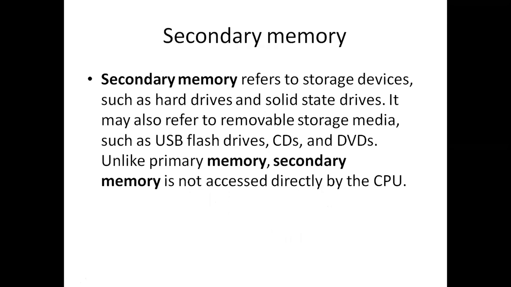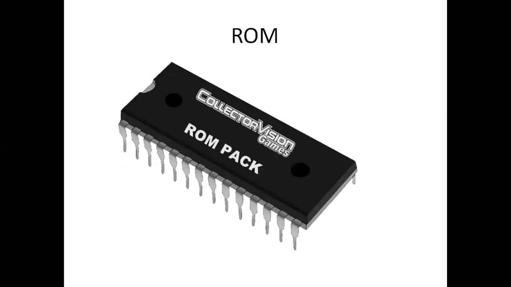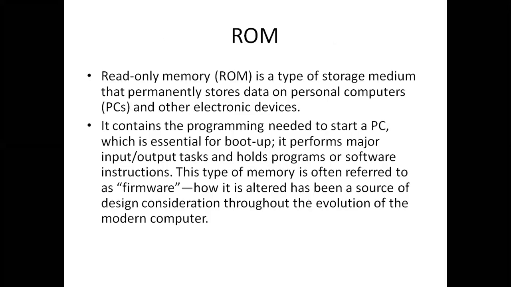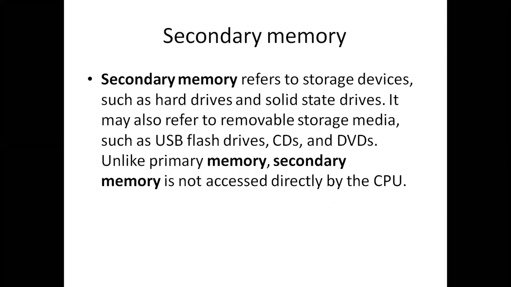So what is it? We put a CD. ROM is different, random access memory is different. We have a chip for it. We have seen this, it helps in booting and all those things. But the secondary memory, here he's saying we use flash drive and CD, DVD. It refers to storage devices such as hard drive and solid state drive. It may also refer to removable storage media, USB and CD, DVD.